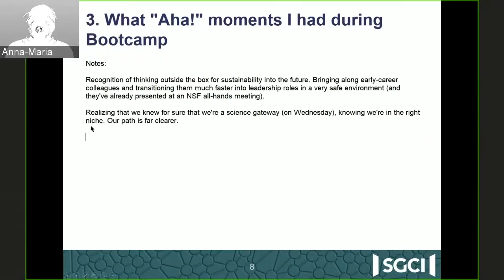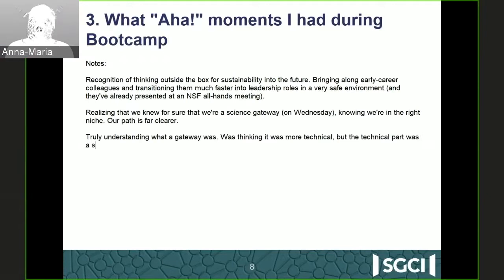So my aha moment, and this is going to sound a little bit silly, was truly understanding what a gateway was. When I first was asked to attend, I was thinking it was more technical and learning about the servers and the portals and all of this. And then to my surprise, there was just a very small element of that during the week. So I think my big thing was I do understand this a lot more than I thought I did before, which is always a good thing. And it really did energize me.